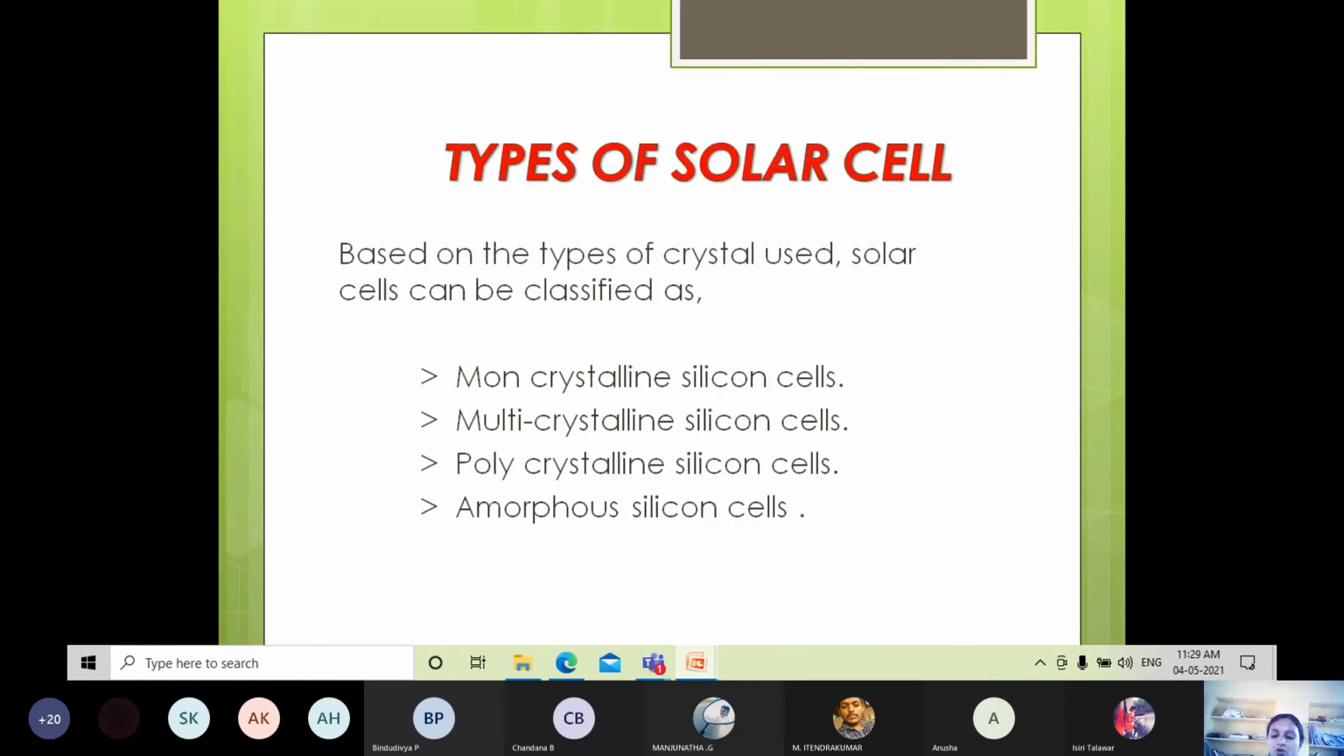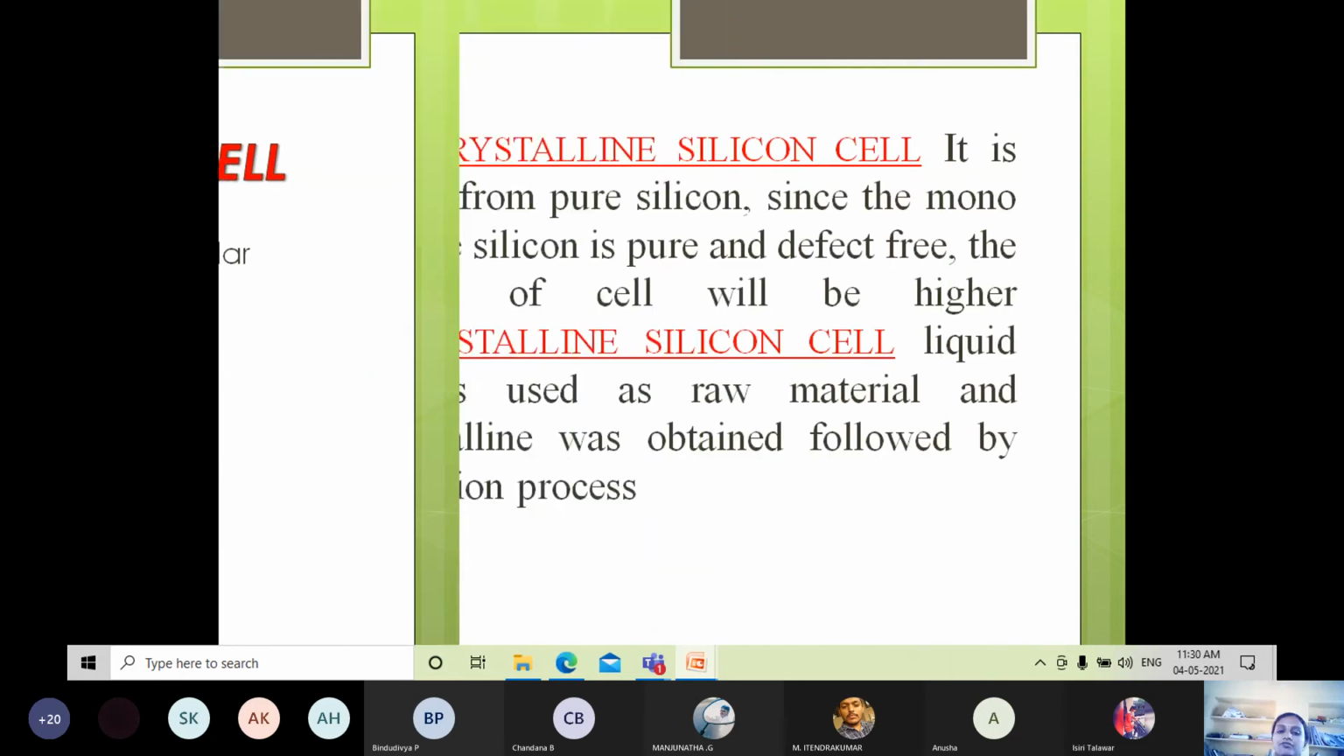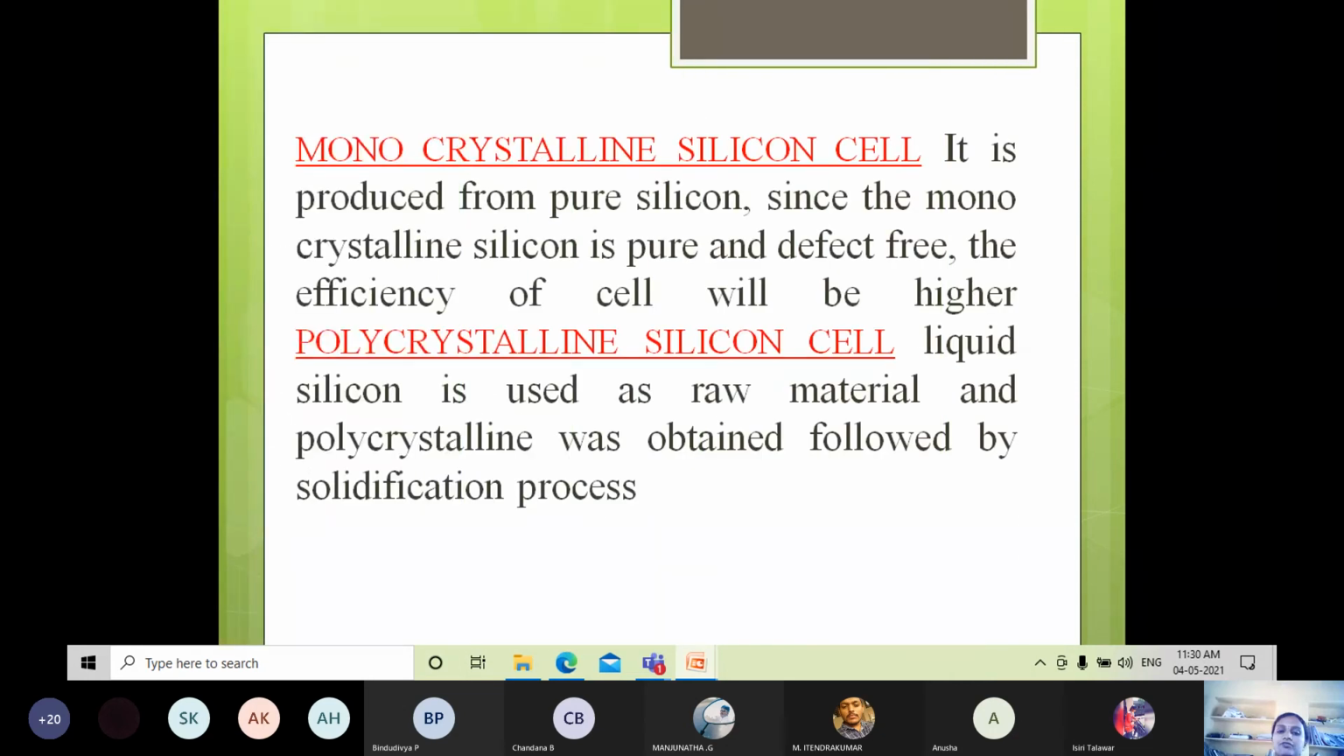Types of solar cells. Based on the type of crystal used, solar cells can be classified as monocrystalline silicon cells, multicrystalline silicon cells, polycrystalline silicon cells, and amorphous silicon cells. First, we shall know about the monocrystalline silicon cell. It is produced from pure silicon. Since monocrystalline silicon is pure and defect-free, the efficiency of the cell will be higher.